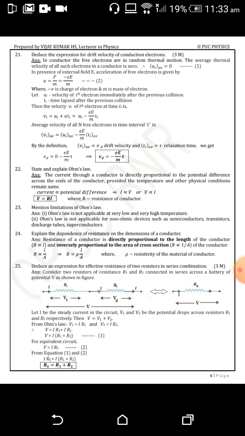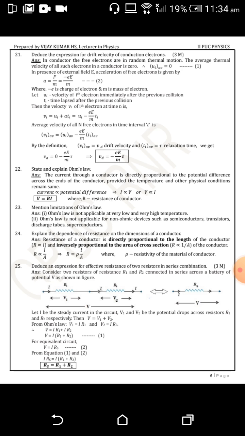The next is regarding the limitations of Ohm's law. As you know, it is only applicable for a conductor where the temperature remains the same. It is not applicable at very low temperature and at very high temperature. And Ohm's law is not applicable for non-ohmic devices such as semiconductors, transistors, and discharge tubes. Ohm's law is only applicable for ohmic devices, so non-ohmic devices don't obey Ohm's law. These are the limitations of Ohm's law.